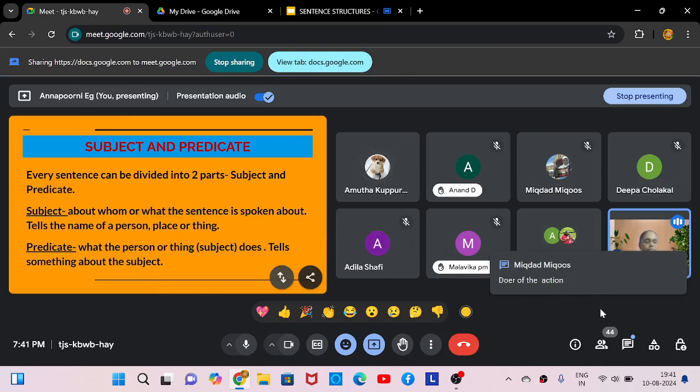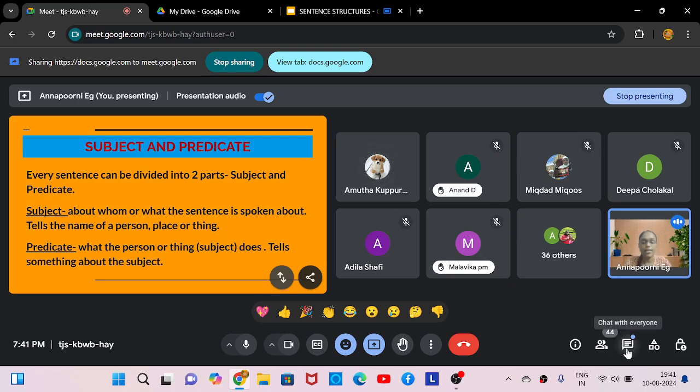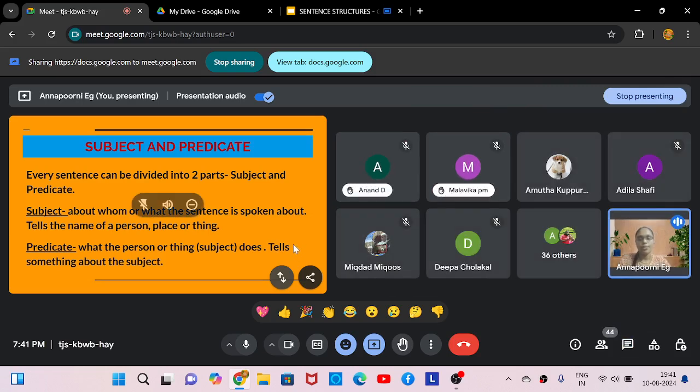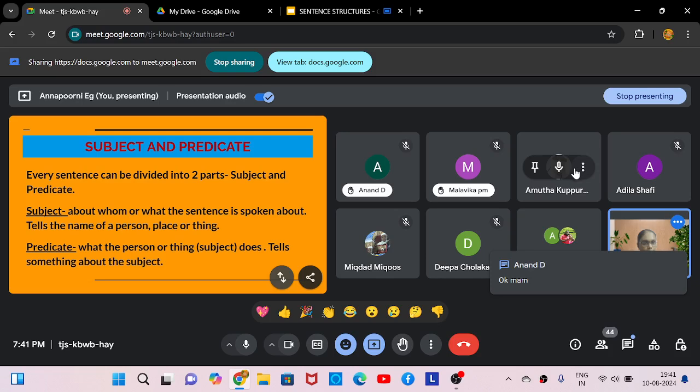Yes, it is the doer of the action. Someone has commented it is the doer. Subject is the doer of the action. Very good. So subject is about whom or what we speak in a sentence. Also we can call it the doer of the action. Whoever or whatever performs the action is called a subject, and subject can be the name of a person, place or thing.